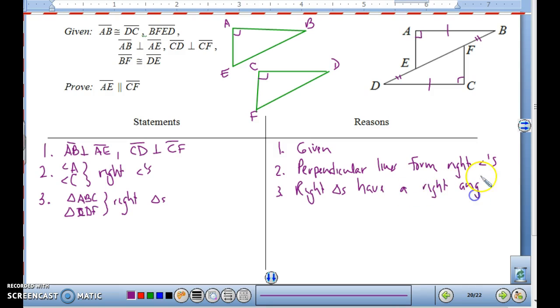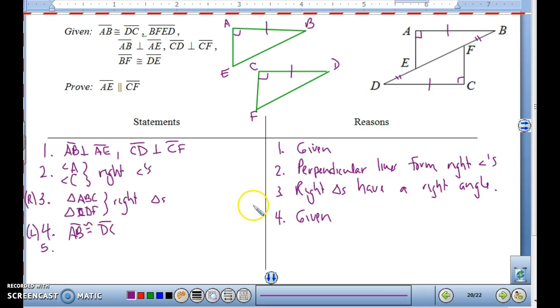Now remember, the reason we have to prove that we have right triangles is because we're going to prove hypotenuse leg. All right, now let's see what we have in the triangle. We have the right triangle. So we have AB is congruent to DC. AB and DC are congruent. Okay, that's given. That gives me the leg. That's the right triangle right there.